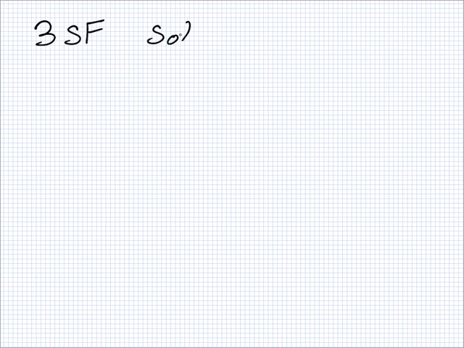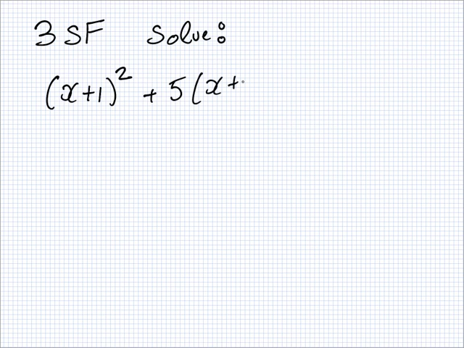Solve. Now, it's a tricky one. You need to think about this for a minute if you haven't seen it before. x plus 1 squared plus 5 times x plus 1 minus 2 equals 0. And just so you know, you have a choice. There's two things you can do at the start to get this going. So you have a choice.